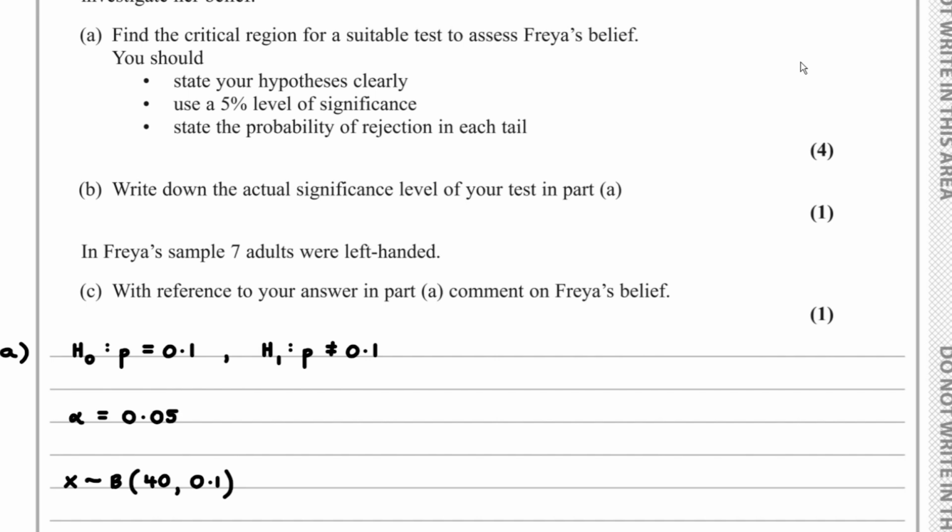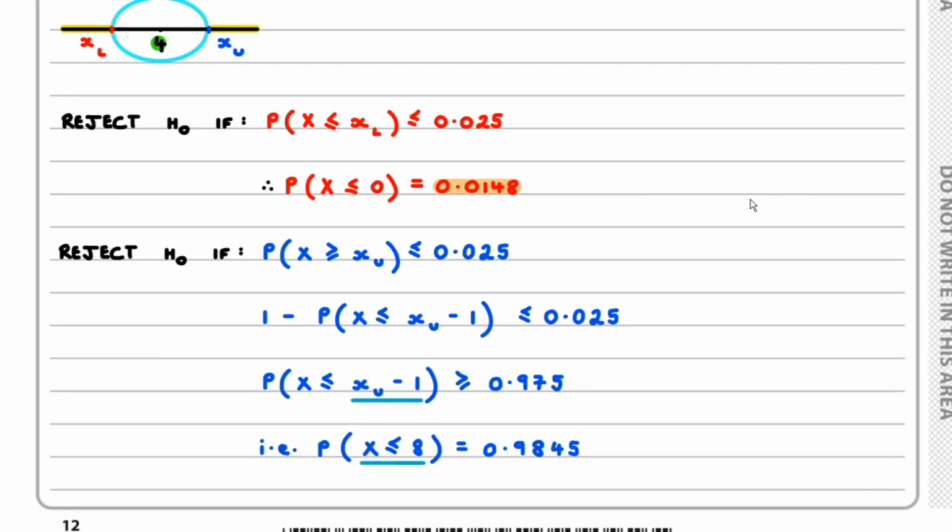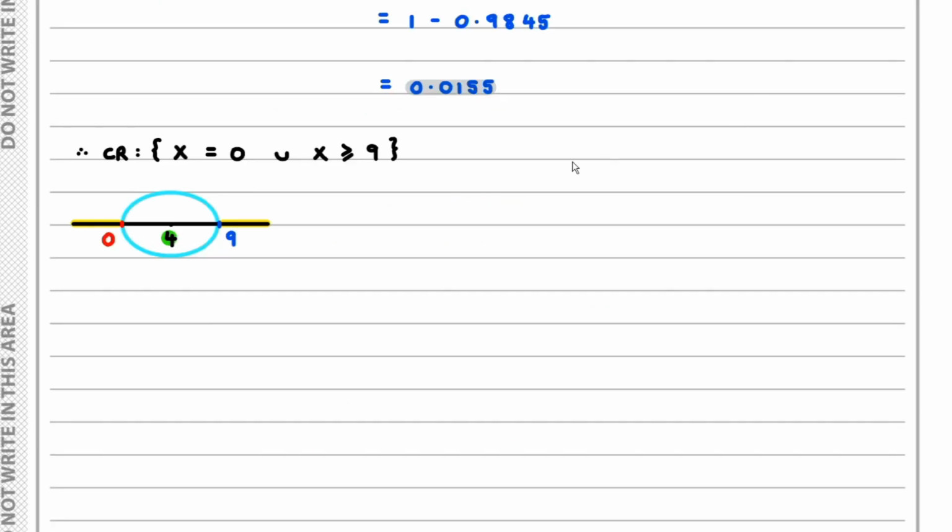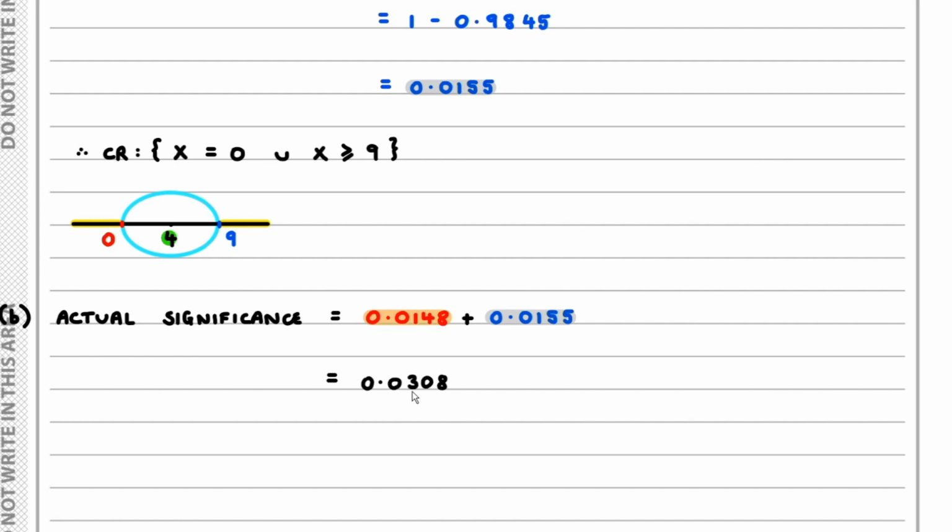Part B. Write down the actual significance level of your test in Part A. For the actual significance, we need to add together this 0.0148 with the 0.0155. So the actual significance is equal to 0.0148 plus 0.0155, which is equal to 0.0308.